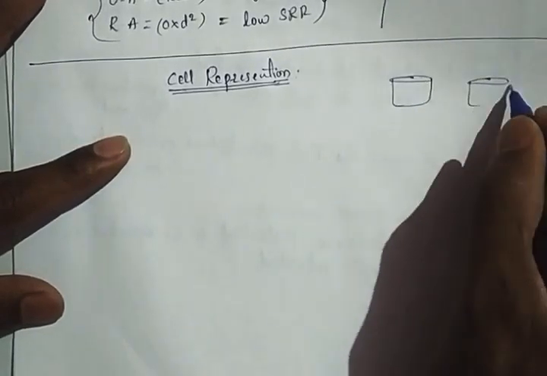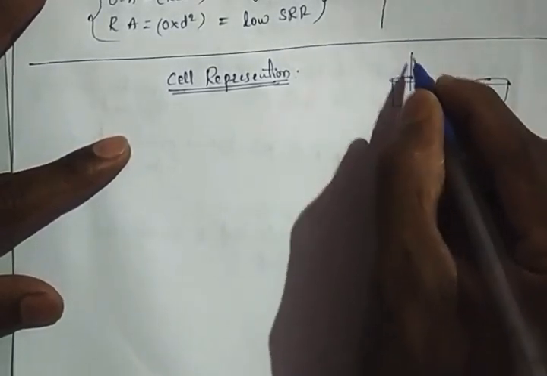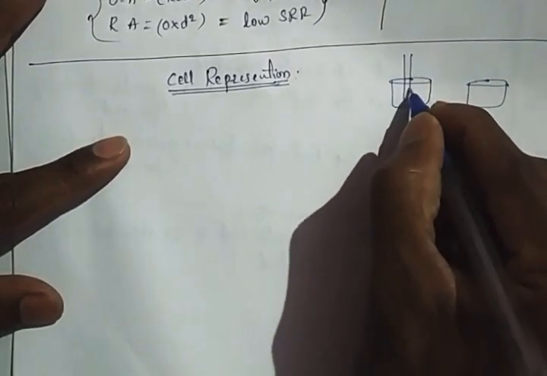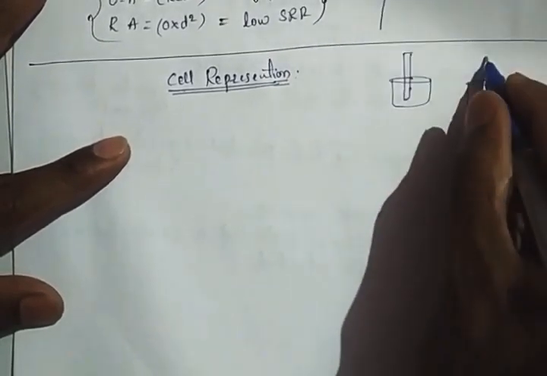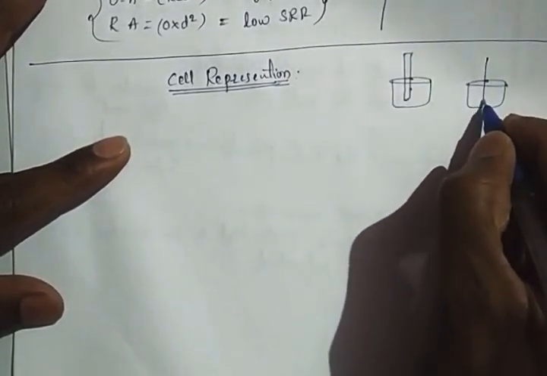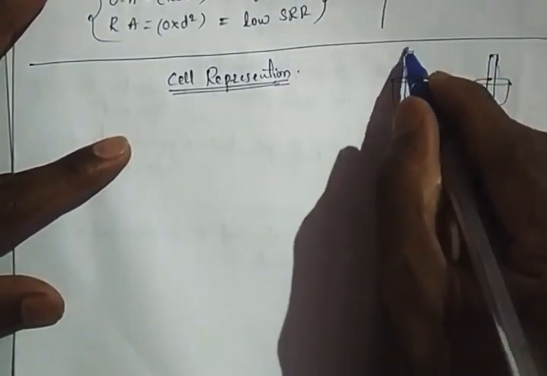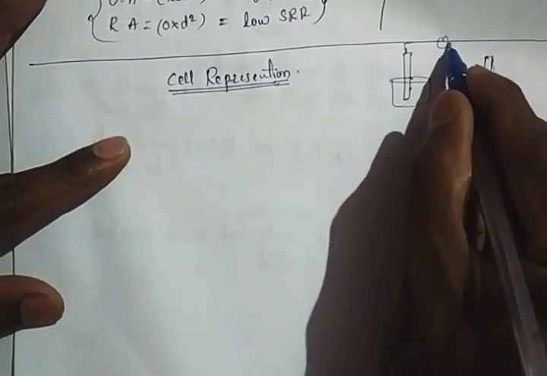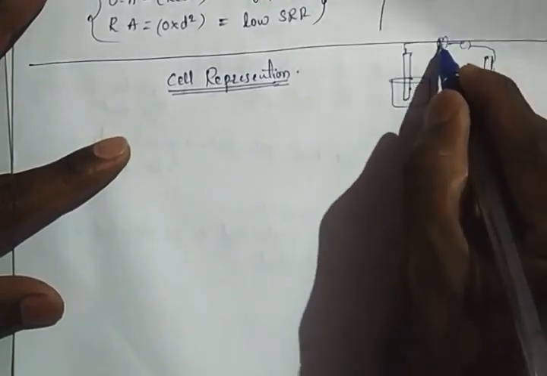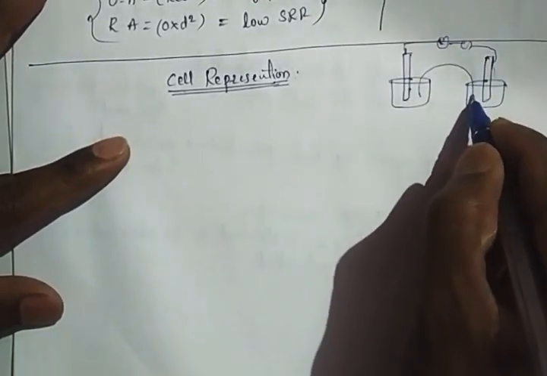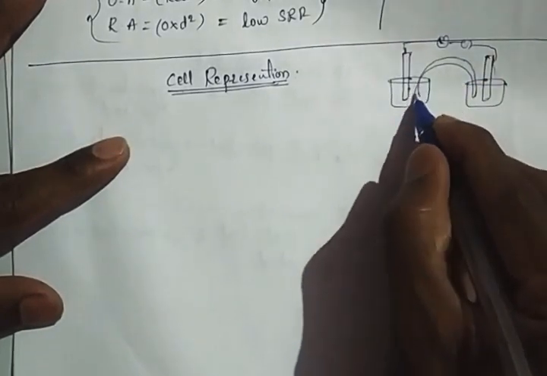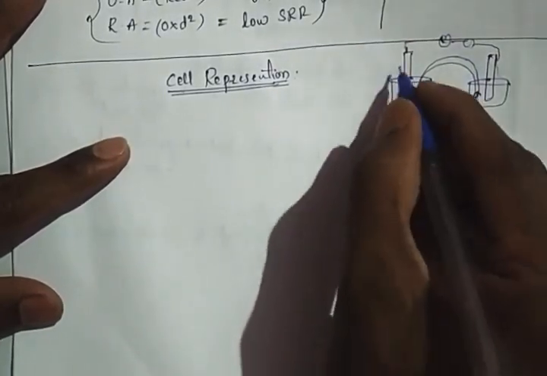In one case, a zinc rod is dipped in zinc sulfate solution, and a copper rod is dipped in copper sulfate solution. These two are externally connected by means of a voltmeter and a plug key, and internally connected by a salt bridge. This is the construction and working of the Daniell cell we have studied.